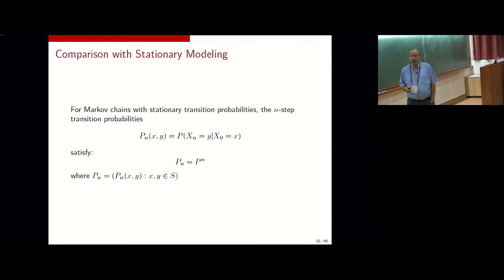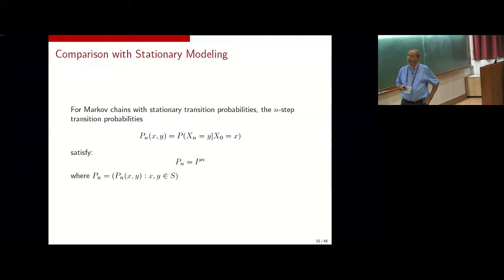Let me just say now a little bit of comparison with stationary modeling. In the world of stationary modeling, of course, we know that when you want to compute the n-step transition probabilities, we can do that by just taking the one-step transition matrix and raising it to the nth power. That's a beautiful insight from the world of Markov modeling.